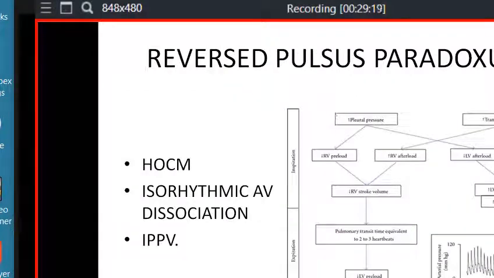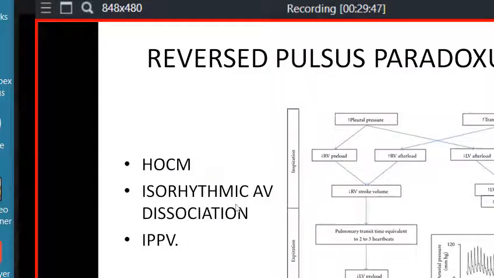There is something called a reversed pulsus paradoxus, when during inspiration the blood pressure increases. One easy thing to know is the positive pressure ventilation patients. If you are giving positive pressure ventilation, when the intrathoracic pressure increases, it will push more blood into the left atrium. Normally, when you inspire, the intrathoracic pressure decreases, but in positive pressure ventilation, during inspiration, you are increasing the pressure, more blood will go into the ventricle and that will increase the blood pressure.